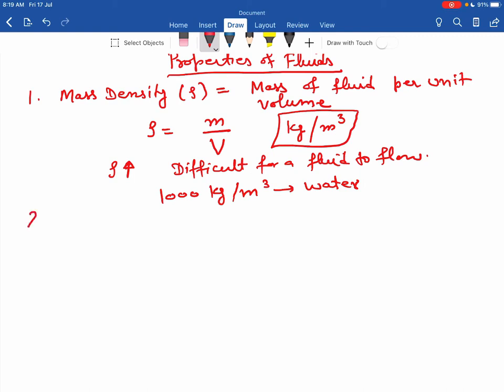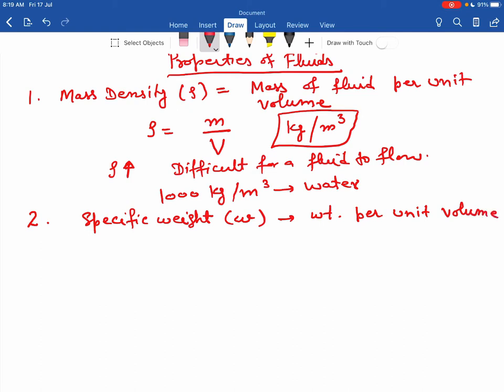Okay. The second important property of fluid is specific weight. The symbol is small w. Now it is defined as weight per unit volume. So you can say specific weight is defined as weight of fluid per unit volume. Okay. So W we can write as weight divided by volume. Now its SI unit, for weight is Newton and for volume is meter cube. So this is Newton per meter cube. Okay. Now the other name of the specific weight is weight density.